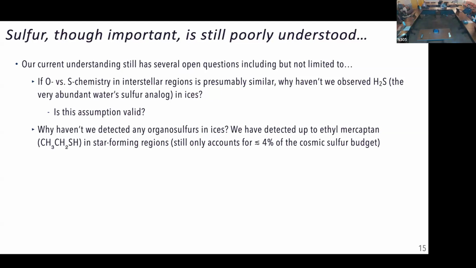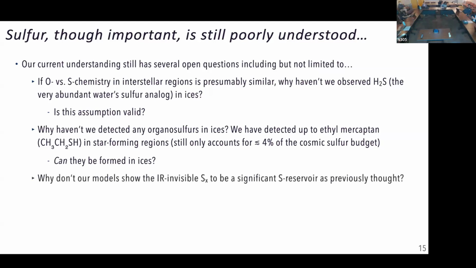The most complex sulfur molecule that we have detected is ethyl mercaptan, which is the ethanol analog. And still, with all of this, we only have 4% of the budget accounted for. So can they even be formed in ices? We have seen it in our comet, but how does it form? It hasn't been confirmed yet.